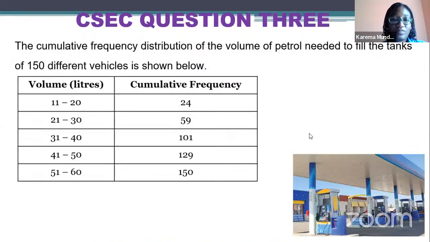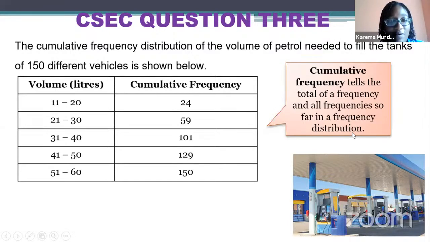Okay. All right, so we're at question 3. The cumulative frequency distribution of the volume of petrol needed to fill the tanks of 150 different vehicles is shown below. When we looked at a question this morning, right at the very end of the session, we spoke about cumulative frequency, and we actually completed that column. But here, our cumulative frequency column has already been completed. And you would have mentioned this morning that the cumulative frequency is what we would call, in quotation, a running total.